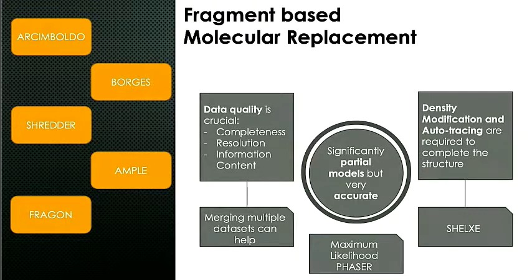This is possible to do by applying density modification and auto-tracing algorithms that will interpret the map that we initially obtained and complete the final structure. And this is possible to do, for example, with ShelXE. Now, on the left, you see a list of software that is currently distributed in CCP4, and they actually work in this area. So all the Arcimboldo frameworks, Arcimboldo Borges, Shredder, but also Ample, as you already saw, and Fragon.